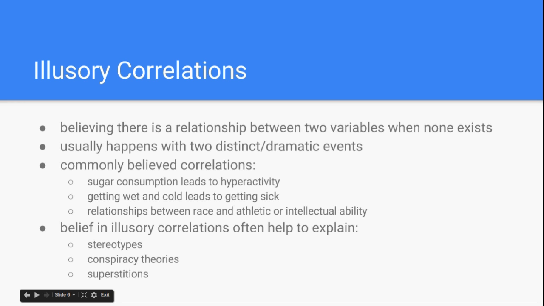Finally, we'd like to talk about what we call illusory correlations. And we need to hone in on that word illusory. What does illusory mean? It means that it's not real. So what we're talking about here is when people believe there's a correlation, but there's not one there at all. And illusory correlations happen typically when two distinct or dramatic events happen at the same time.